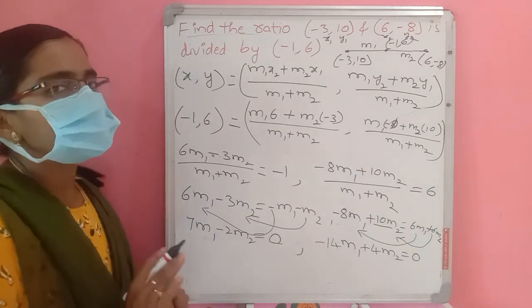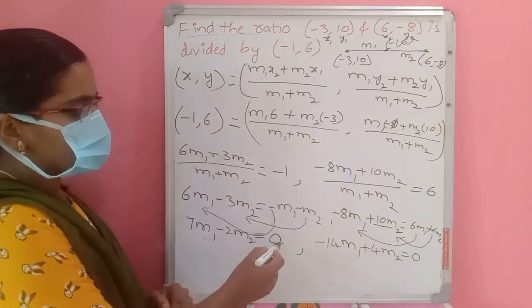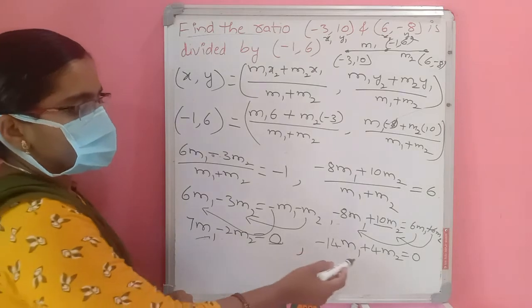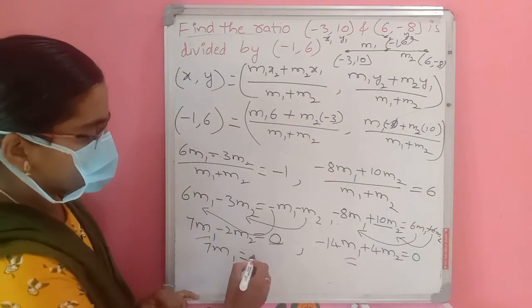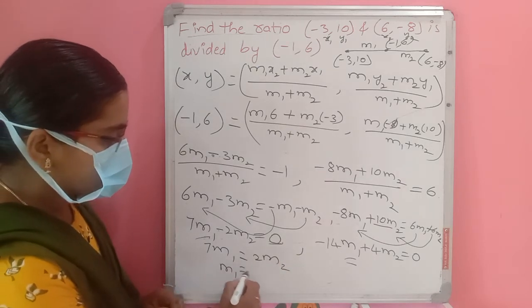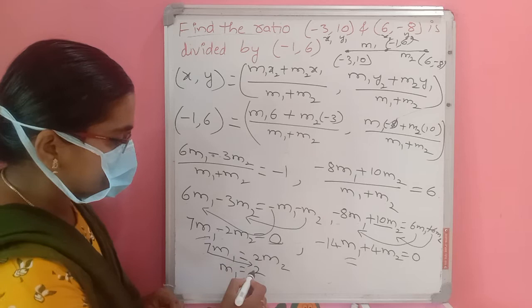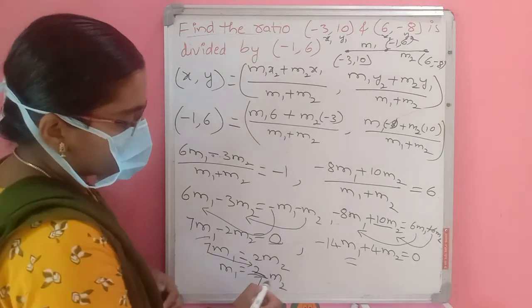But in a competitive exam, by cancelling these two and substituting the m1 value in this: 7 m1 is equal to minus 2 m2. If you transpose 2 that side, it becomes plus. If you transpose the 7 this side, m1 equals 2 m2 by 7.